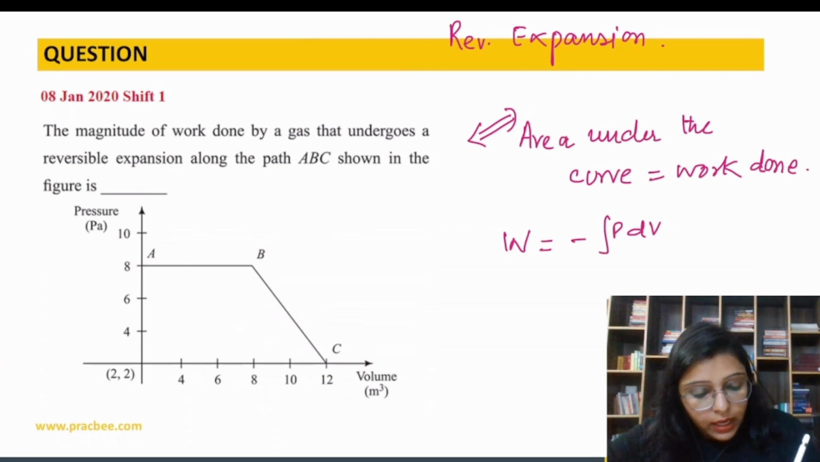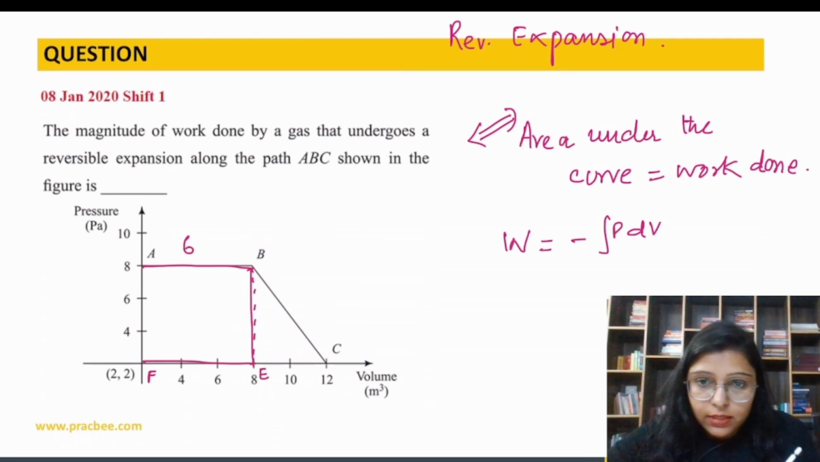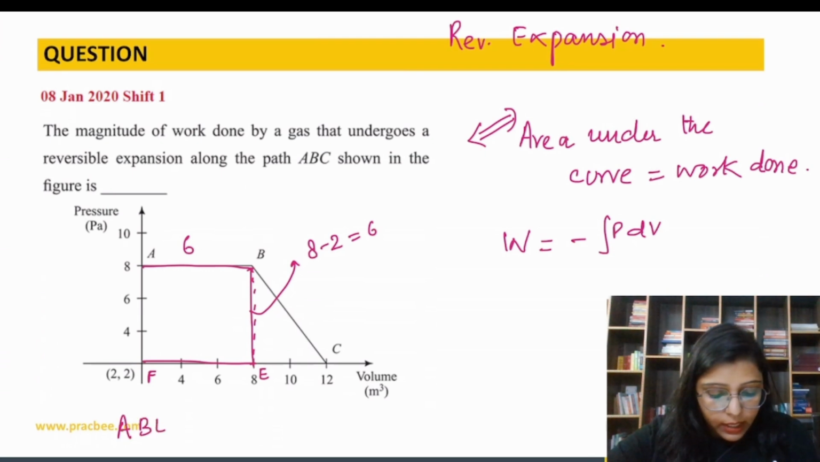So see, here I am going to divide this into two parts. One is going to be AB, and here we can write E and F, right? So what is AB? 8 minus 2, 6, right? And EB is also 8 minus 2, which is equal to 6. It means ABEF is the square.